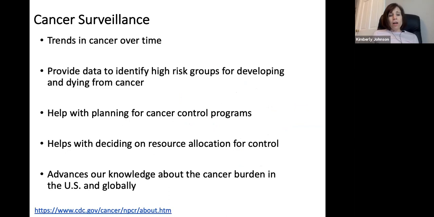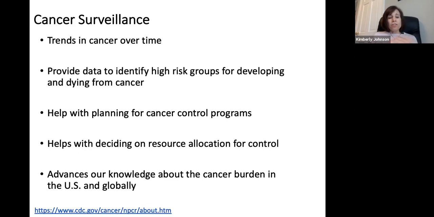And these data help us to understand trends in cancer over time. This is really important, both in cancer diagnoses and cancer survival. So if we have new treatments, are we going to see on a population level, for example in a population of people with breast cancer, that survival improves as a result of new treatment?